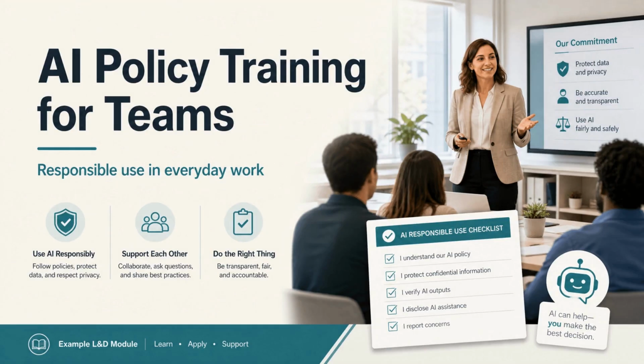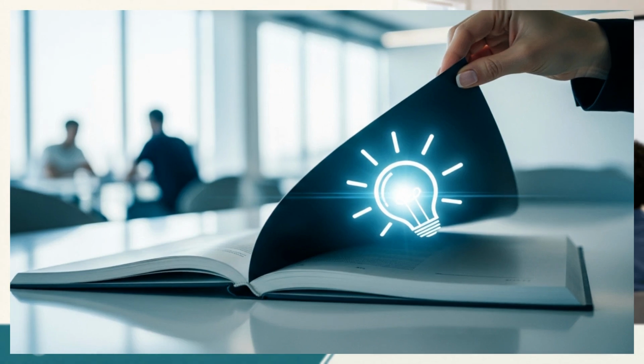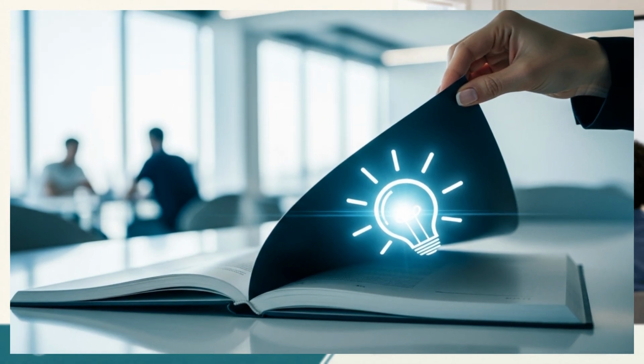This session is not about restricting innovation, but instead about empowering the smart and safe use of AI. Our approach is built on three key ideas: to use AI responsibly by following policies, to support each other by sharing best practices, and to always do the right thing by being transparent and fair. This is all part of our shared commitment to protect data, be accurate, and use AI safely. Let's begin by exploring why this training is so important right now.